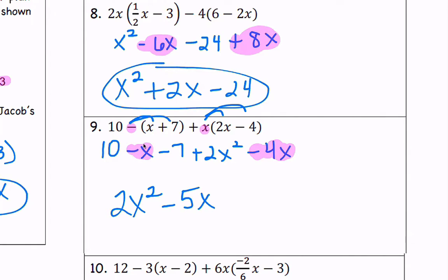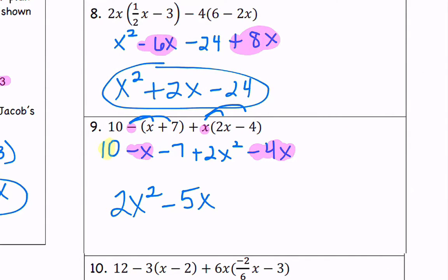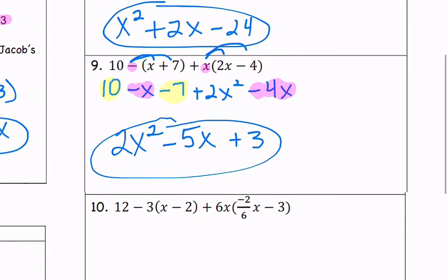And then we look for our constants. Here I have, oh, I didn't highlight those. 10 and -7. So I need to add those numbers together. So 10 plus -7 is a positive 3. And that is my final answer because I have x squareds, I have x's, and I have constants. They are all different, so I can't combine those together.